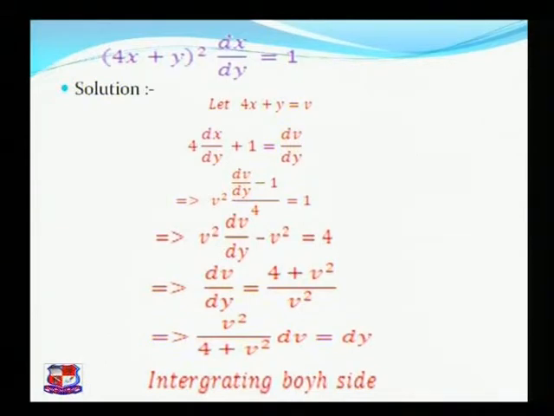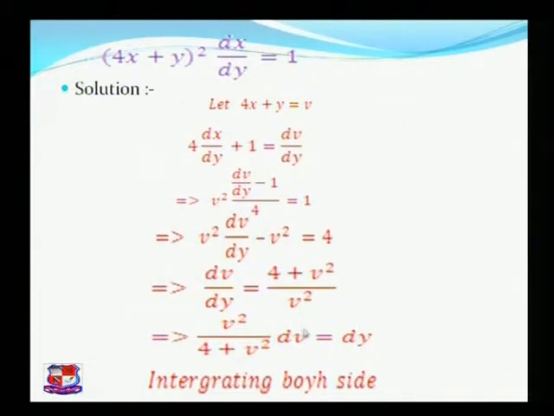If we take here 4x plus y is equal to v, then 4 into dx by dy plus y is equal to dv by dy. And by simplifying, by putting this value in the above equation, we will get dv by dy is equal to (4 plus v square) upon v square.